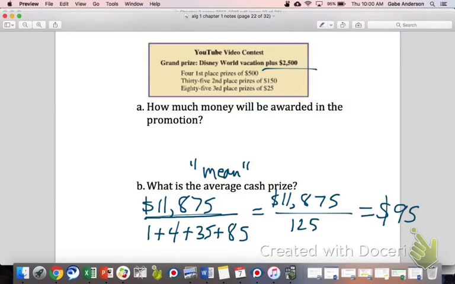So this is what we call a weighted mean, because wouldn't it be fair to say that there were certain prizes that had more weight than others? Which prize carried the most weight? I think it's third place, because didn't third place have the most prizes? Yep. So I would say the grand prize had the least weight because there was only one of them. But I'd say third place had the most weight because there was 85 of those. In fact, third place had 85 times more weight than the grand prize.